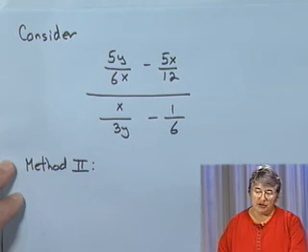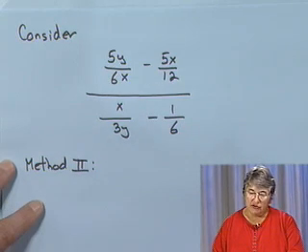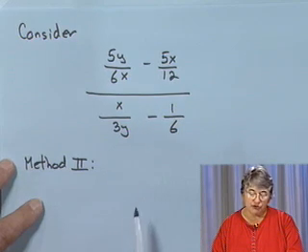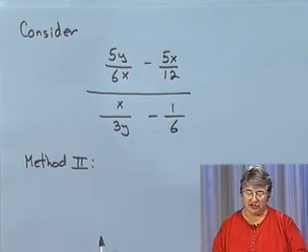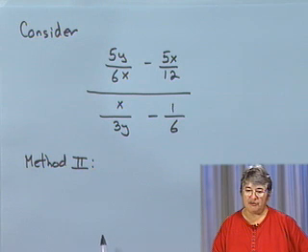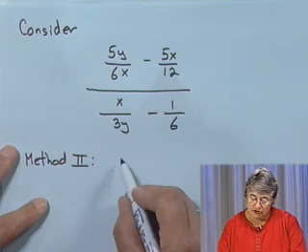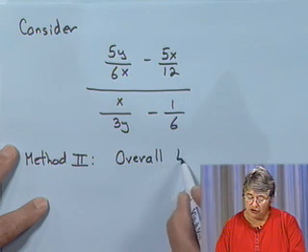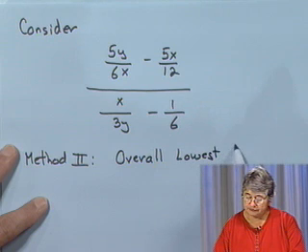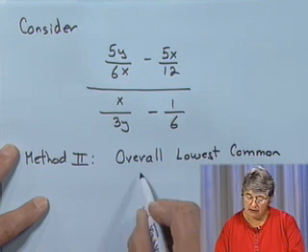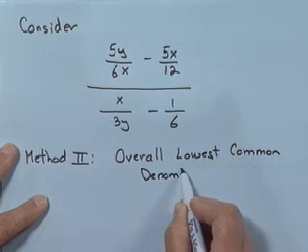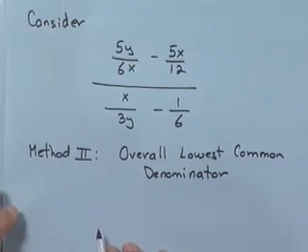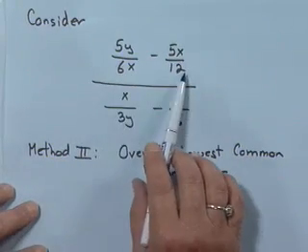Overall lowest common denominator. So we're going to find a lowest common denominator of all of the different denominators that we have, and we're going to use that overall lowest common denominator to eliminate all denominators and simplify the fraction. Then I am going to find an overall lowest common denominator. And I will still use the LCD. So let's consider the problem that we have right here.